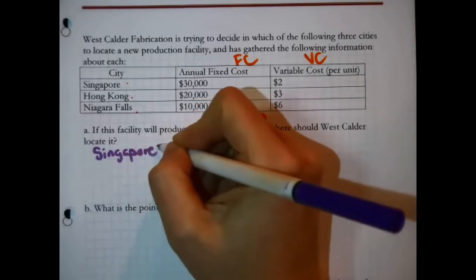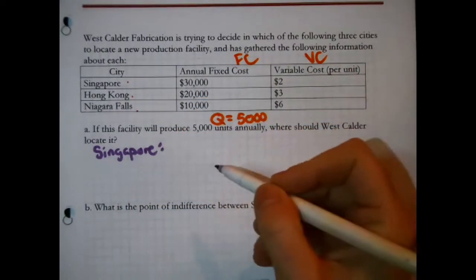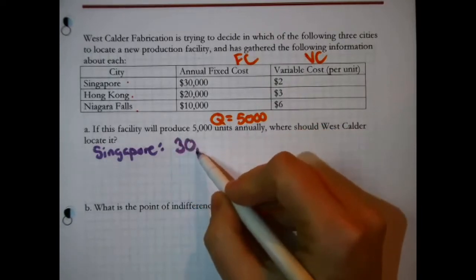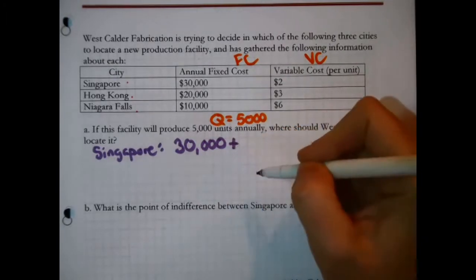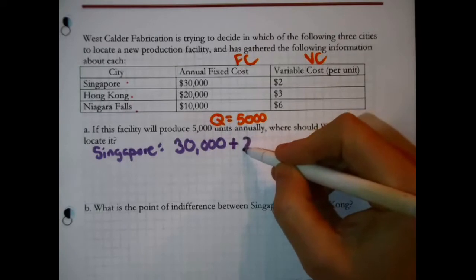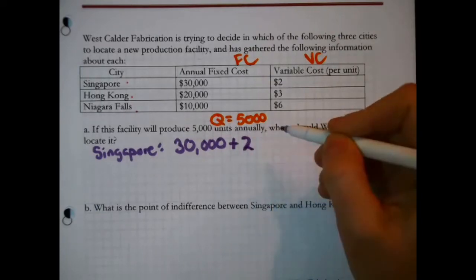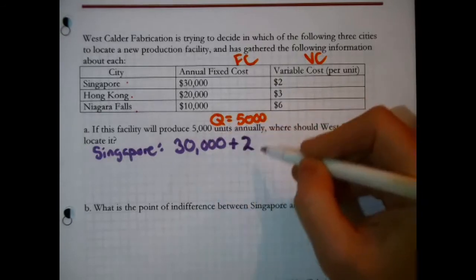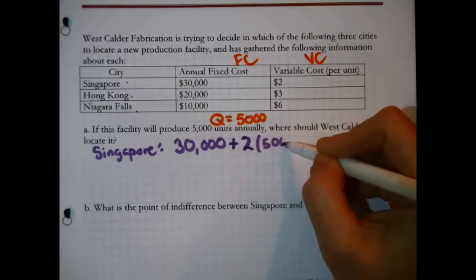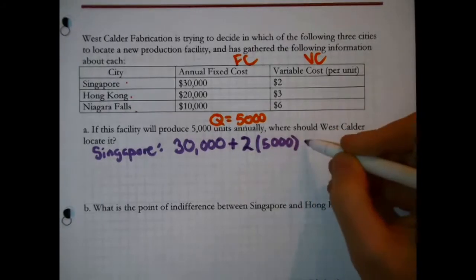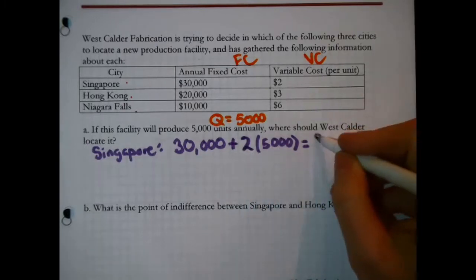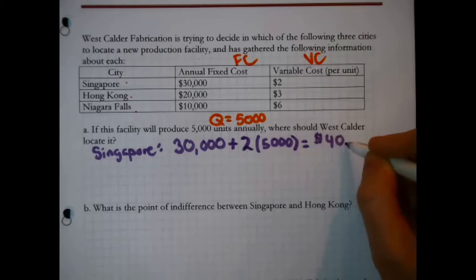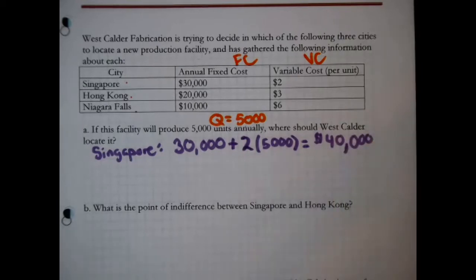Okay, Singapore. If West-Calder were to locate the production facility in Singapore, they would pay $30,000 annually regardless of what they did with the facility. Plus, they would pay $2 for each unit they produced annually, and the proposal is 5,000 annually. So, to calculate total costs annually in Singapore, it's 30,000 plus 2 times 5,000, 10,000, total of 40,000. All right, now that does not yet answer the question of whether they want to be in Singapore or not.